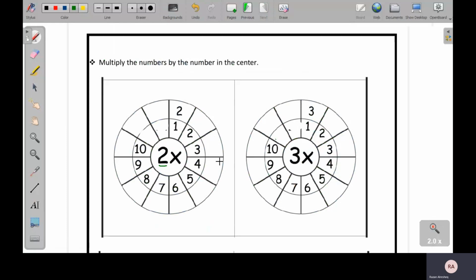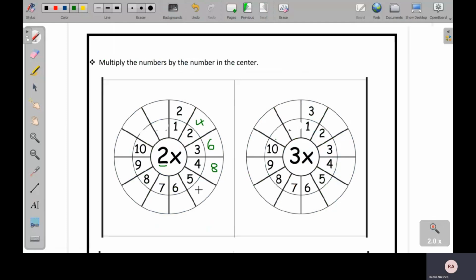Now here, the answers are also going to be skip counting by 2. We have to look at the pattern. So 2 times 1 is 2. 2 times 2 is 4. 2 times 3 is 6. See the pattern, how it's going by 2s? Okay, 2 times 4 gives me 8.